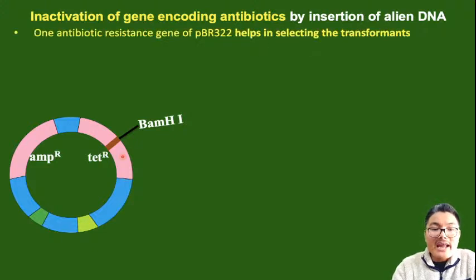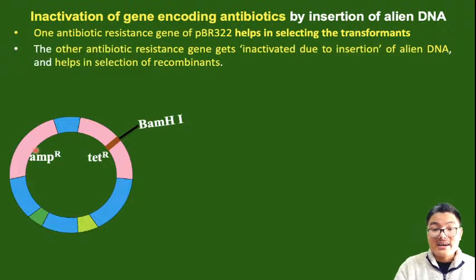So if one antibiotic resistance gene, the tetracycline resistance gene, is inactivated, then the other gene, the ampicillin resistance gene, will be helping in selection of the transformants. The tetracycline resistance gene is inactivated due to insertion of alien DNA, and this brown colored segment shows the insertion of the alien gene. And there is cutting by BamHI.